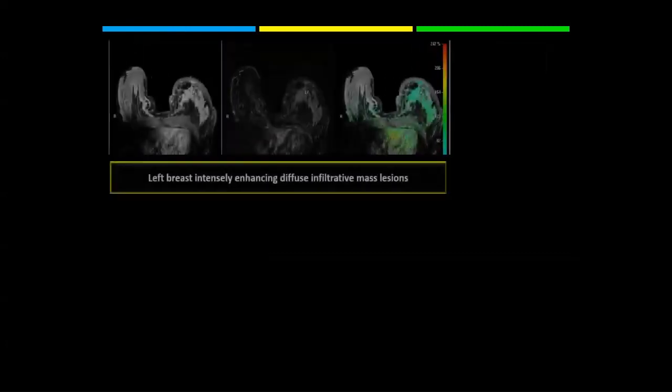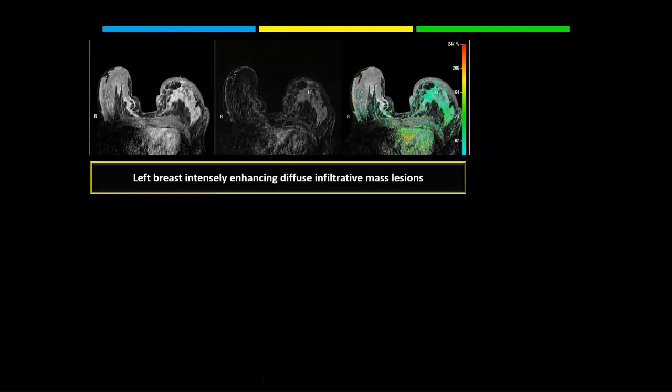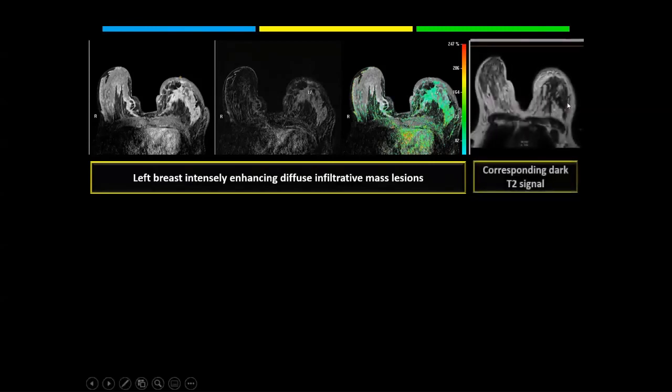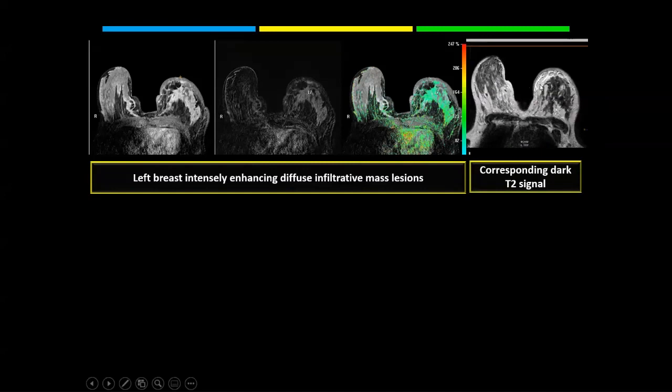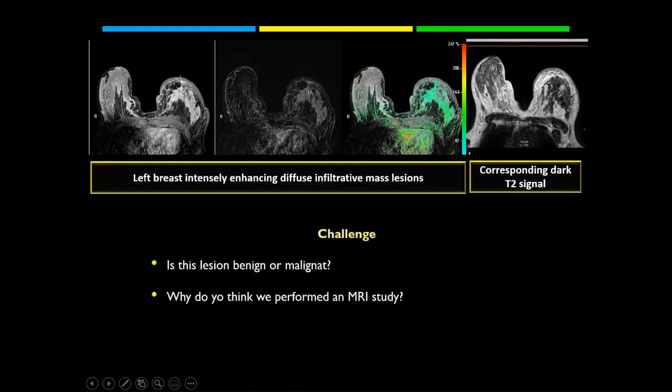They looked pathological. And she was sent for an MRI examination, which showed diffuse regional non-mass enhancement in the left breast with overlying skin thickening. And this was the corresponding T2 weighted image, which showed interstitial edema together with a corresponding dark T2 signal to the same area showing contrast uptake. And the challenge in this case, is this lesion benign or malignant? And why do you think we performed an MRI study?